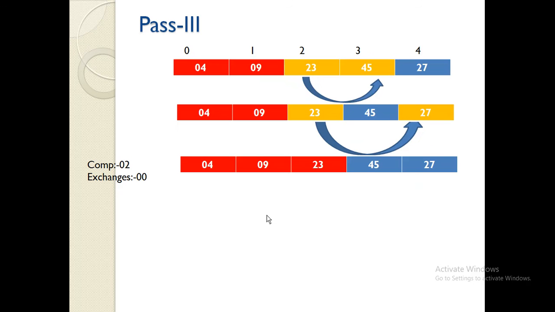Again in pass 3, the third element is compared with 4, 20 and 45. There is no need of shifting. Again the third element is compared with the fifth, 23 and 27. In both cases there are only comparisons, there is no need of shifting because 23 is lesser than 45, 23 is lesser than 27. So at the end of pass 3 you can see that the third smallest element in the array is placed at the third position.